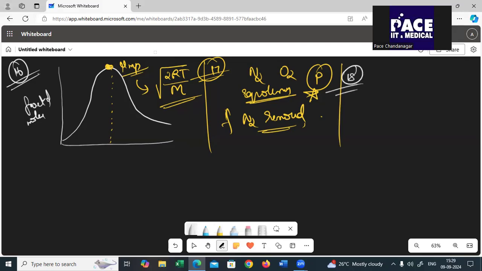Next, according to the kinetic theory of gases, which option is true? Pressure exerted by a given mass of a gas is proportional to the mean square velocity of the molecules at constant volume. Which is true? Yes, it is according to the kinetic gas equations and ideal gas laws. Then option B says pressure exerted by gas is proportional to the root mean square velocity. No, it is proportional to the mean square velocity, not the root mean square velocity, of the molecules at constant volume.